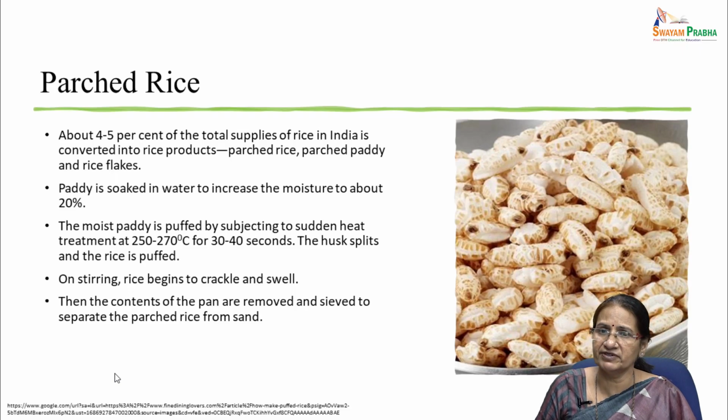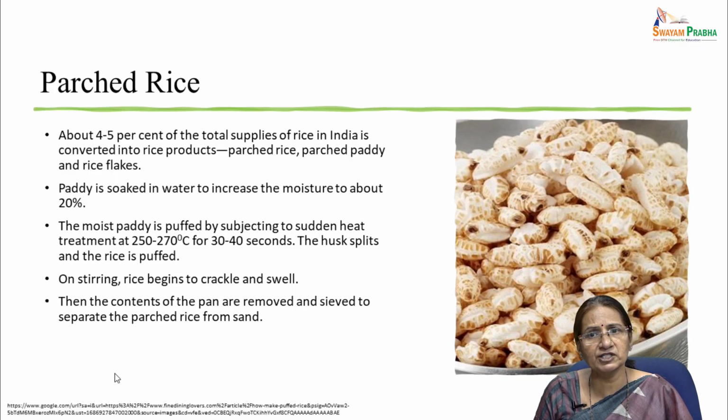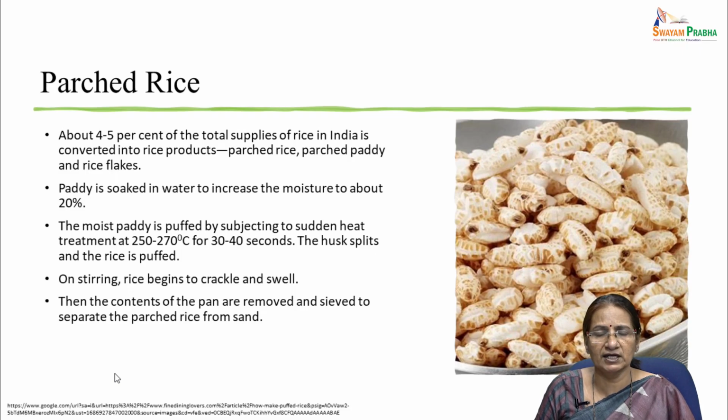Polished rice is preferred in making parched rice. Parched rice is a crisp product with a grayish to brilliant white color and is sold either salted or unsalted. It is eaten as such or used mixed with buttermilk or milk.